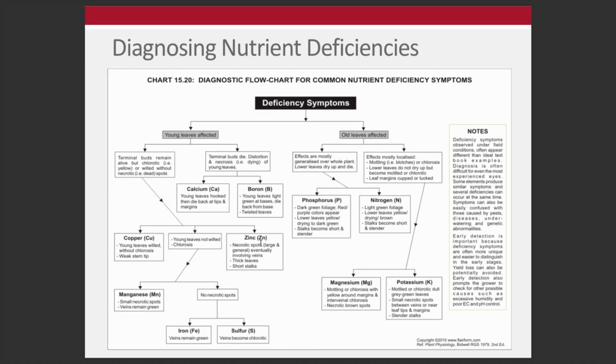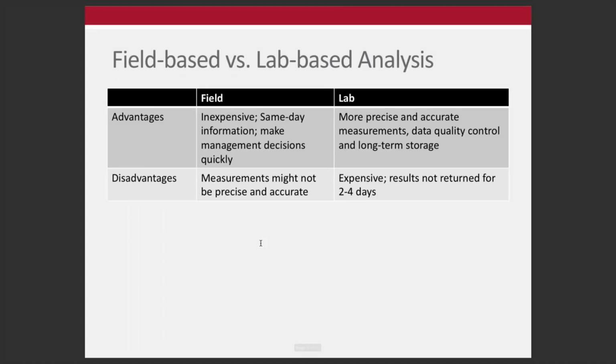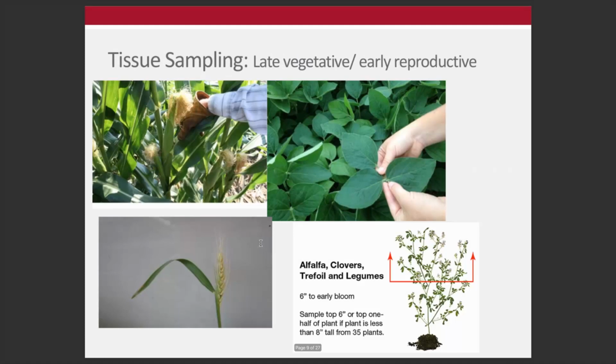Our flow diagram here talks about the difference between mobile and immobile nutrients, and here's essentially a very similar thing, but demonstrated a little differently as a decision tree. Again, I'm blowing through this pretty quickly as a recap, and we can think about field-based versus lab-based tissue analysis. There are advantages and disadvantages of each. Field-based is typically a little bit cheaper, with less precise information immediately. Lab-based is typically more precise, a little bit more expensive, and then you have to wait. You can't be in the field and make a decision right then, right?